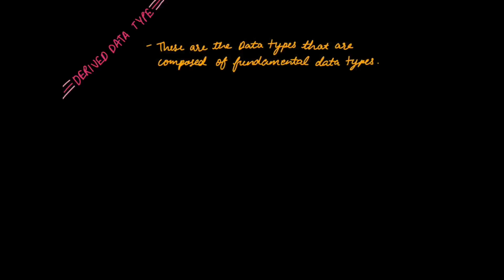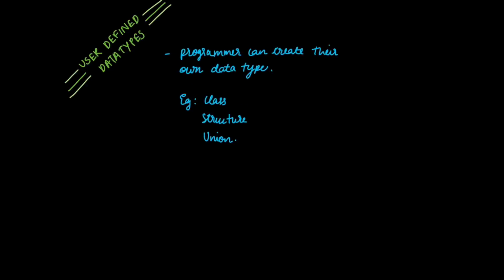Derived data types. From the name itself, they are derived from the basic data types. We will learn in detail about all these data types, array, pointers, and reference, in further videos. Next up, user-defined data types. Even the programmer can define the data type of a variable. Classes and structures are the best examples of user-defined data types. All these data types will be discussed after the derived ones.